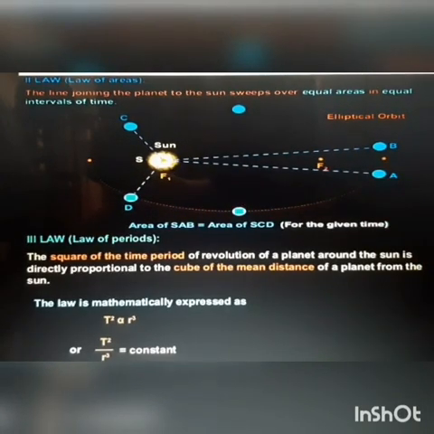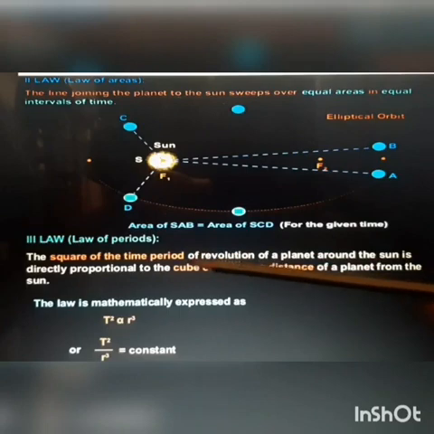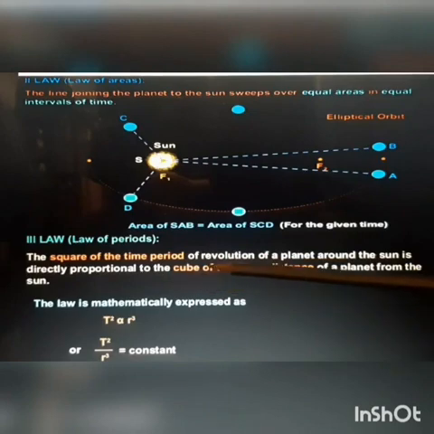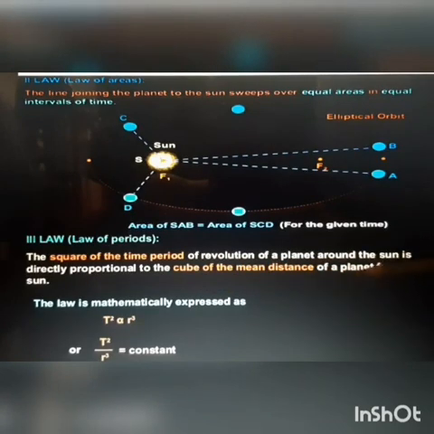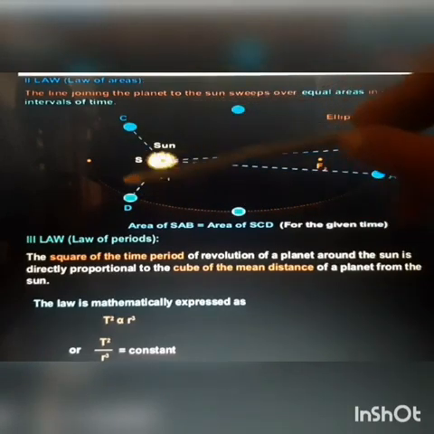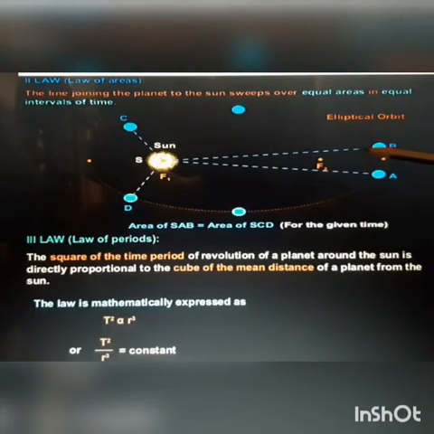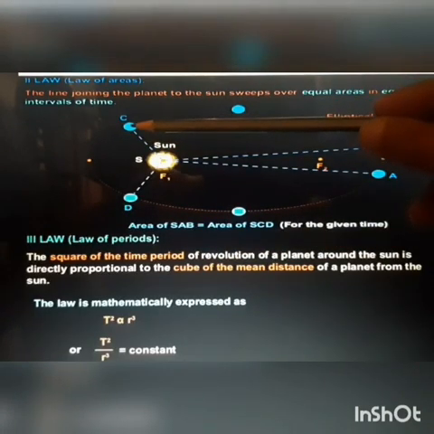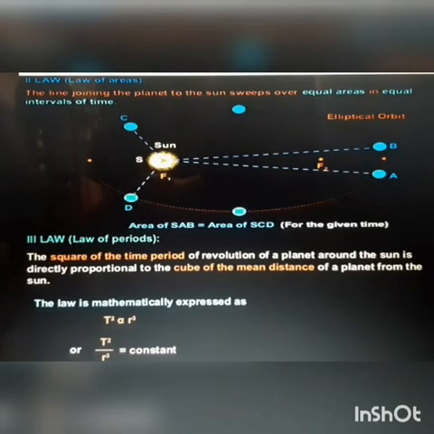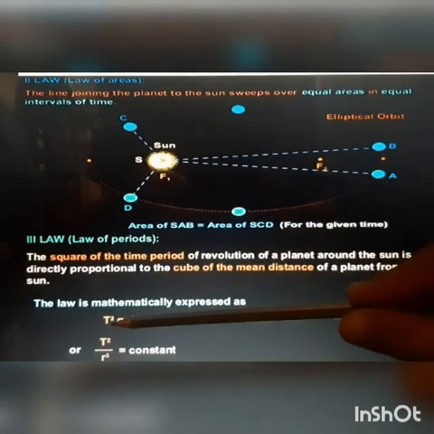Kepler's third law is also known as the law of periods. It states that the square of the time period of revolution of a planet around the sun is directly proportional to the cube of the mean distance of the planet from the sun. Now, square of time period, or what is a time period? Time period is the time taken by the planet to complete one round on the elliptical orbit around the sun. That means the time taken by the planet to move from C and again return back to C. This is the time period. It is denoted by capital T.